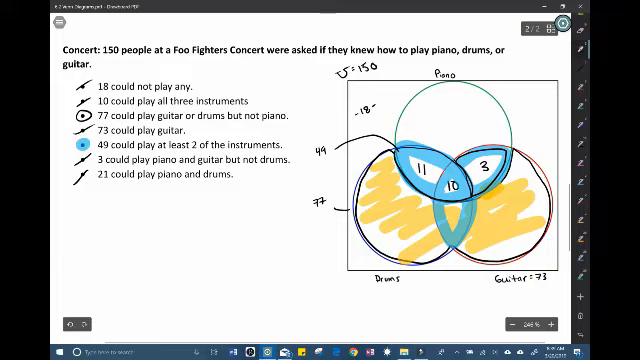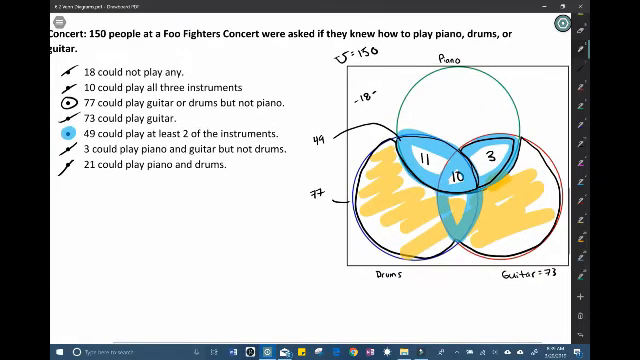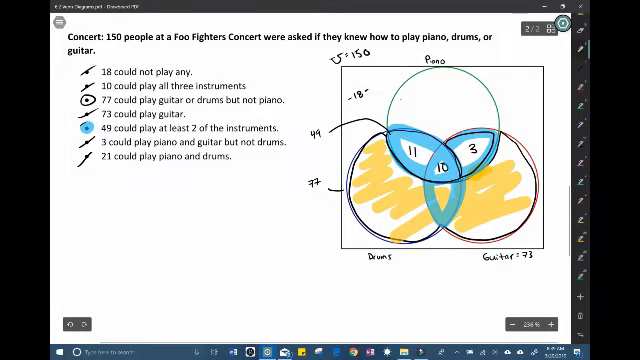Then we look to see what all we got left. So it's going to follow the other question pretty closely. Again, we know that blue is going to be 49. We're just missing one piece of the blue. So 49 minus 11 minus 10 minus 3 is 25. Next thing we know, or we can find out, guitar is 73. We have most of the pieces. 73 minus 10 minus 3 minus 25 is 35.